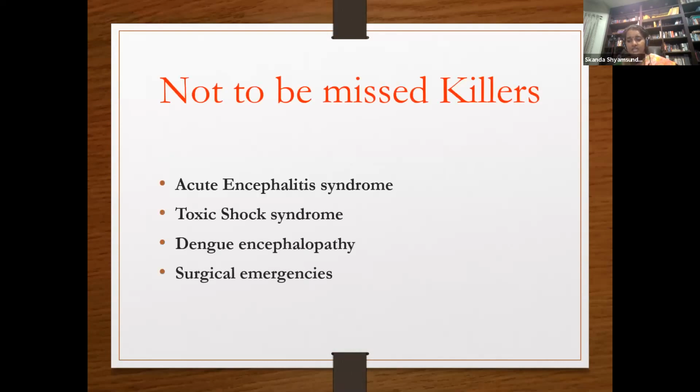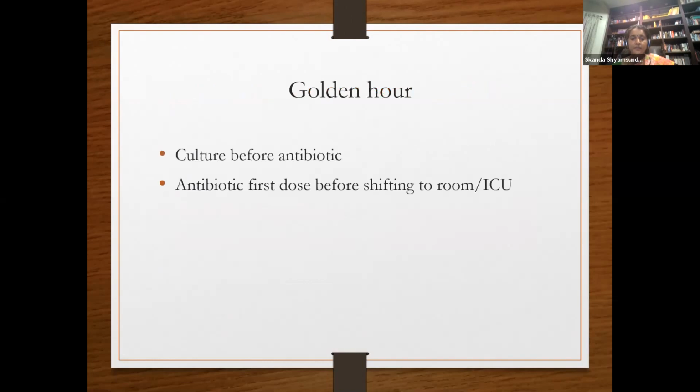Not to be missed killers: there are many conditions where the child becomes very sick, where there are factors more important than immediate antibiotics, such as monitoring and intensive care. Acute encephalitis syndrome, toxic shock syndrome, dengue encephalopathy, so many of these diseases are overlapping, and when the seasons overlap, many things tend to resemble the other. So antibiotic alone may not be the solution for many conditions. And of course surgical emergencies.